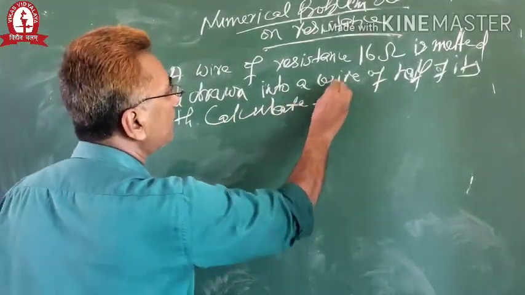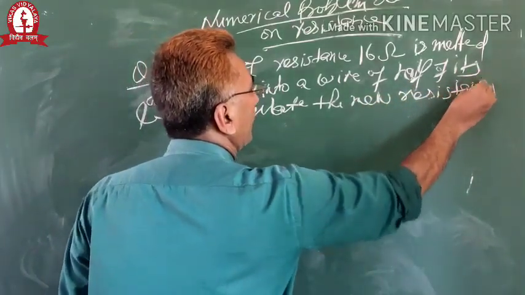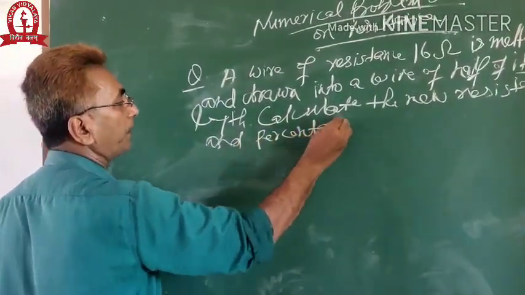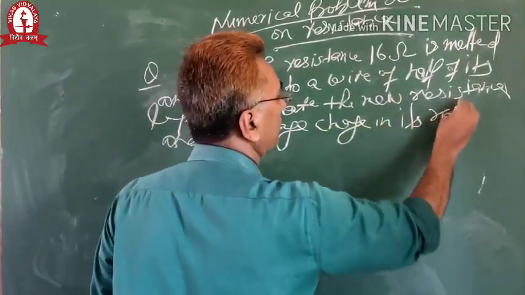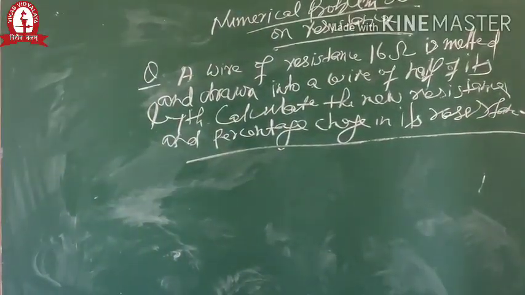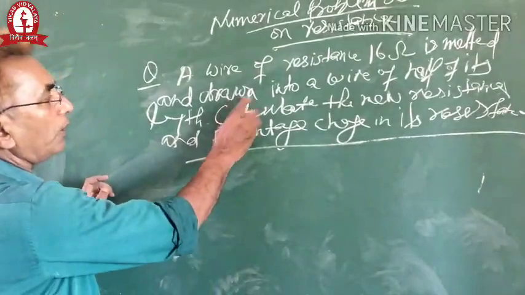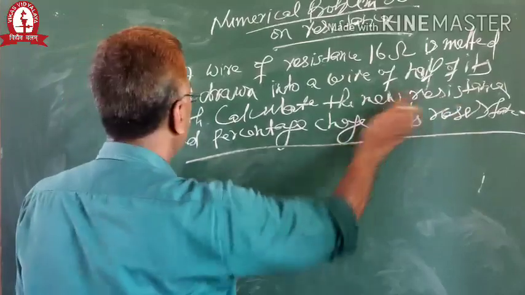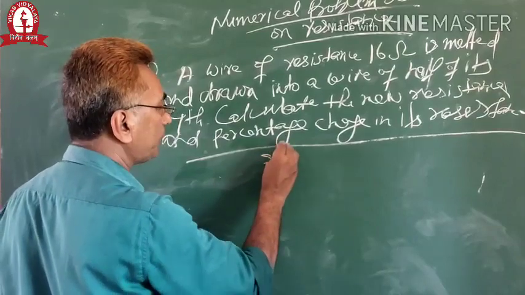Now what I have to find: calculate the new resistance and percentage change in resistance. This is the question, understand? Question says a wire of resistance 16 ohm is melted and drawn into a wire of half of its length. Calculate the new resistance and percentage change in its resistance. Now see, come to the solution part.